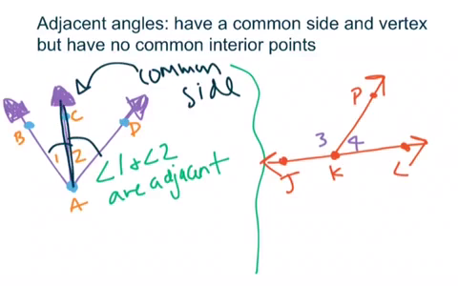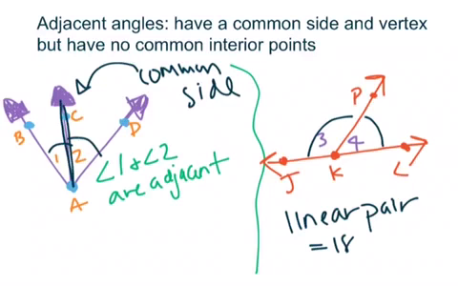Okay? Alrighty, over here we have angles 3 and 4. They're adjacent. They also form a linear pair because both angles are on a straight line. So when you add these two up, they're going to equal 180 and be a linear pair because they share the same line.